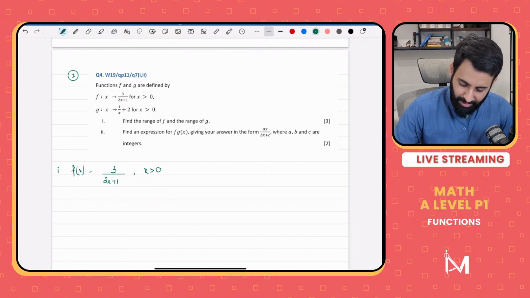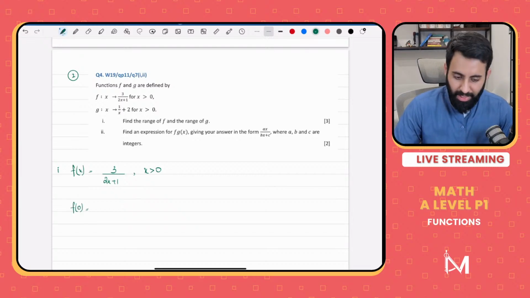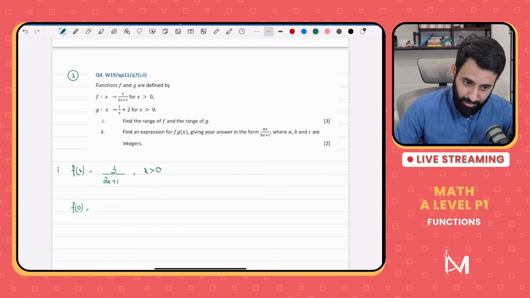Now, x is greater than 0. That means let's find out what f of 0 is. Okay, so let's plug in a few values. This is not a quadratic function where I can find out the range very easily. This is not a linear function where we can find out the range easily. So we have to get ourselves familiar with the function. So let's plug in 0.